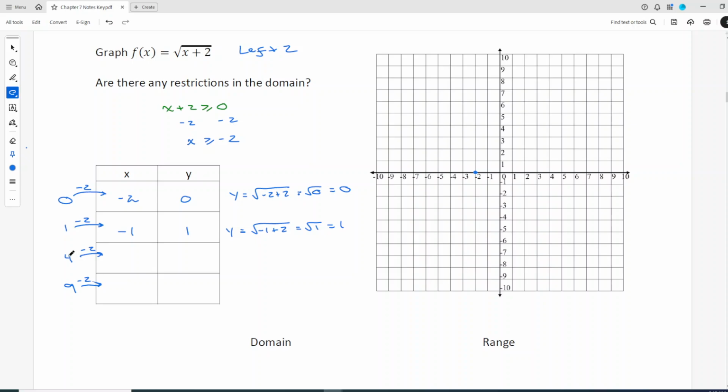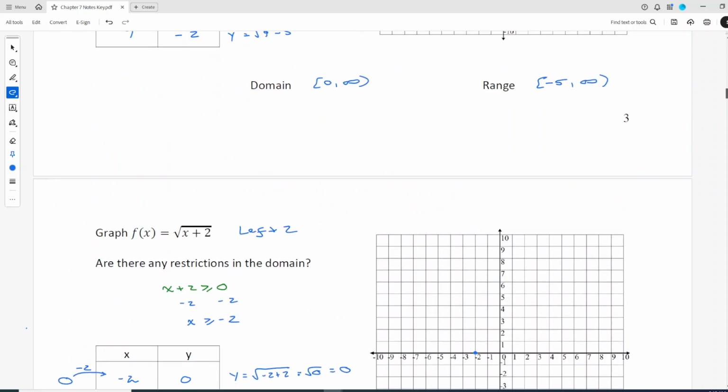Then we're going to put in, instead of 4, we're going to take that down by 2 and we're going to put in x is 2. Because when we put in x is 2, the equation is going to make me add 2 before I take a square root. So I'm going to still end up with the square root of 4, which is 2. And then same thing with 9. Instead of 9, I'm going to put in 7. And I end up with the square root of 7 plus 2, which is the square root of 9, which is 3. So I still get the same y pattern as I got on the original y equals the square root of x graph.